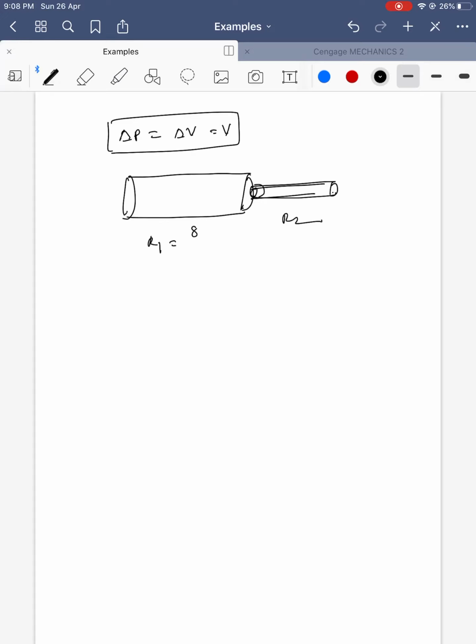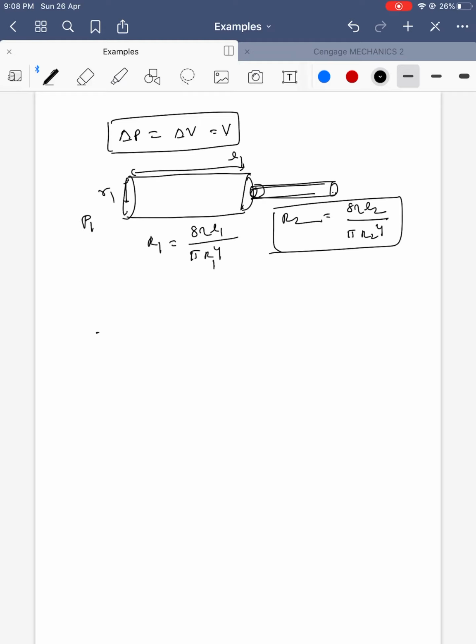R1 is equal to 8 nu L1 by pi R1 power 4, where L1 is the length and R1 is the radius. What is the R2 value? 8 nu L2 by pi R2 power 4. R1, R2. Now draw the circuit. They are in series. Here pressure is P1, here pressure is P2.